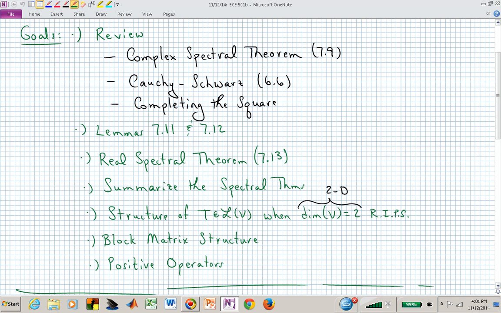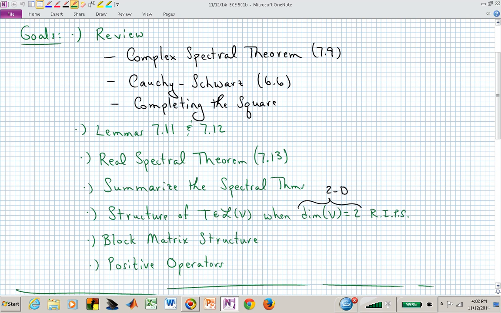Then we'll simply state the real spectral theorem. We'll try to summarize what these spectral theorems mean. Then we'll talk about the structure of this linear operator when we're dealing with two-dimensional real inner product spaces, what that means in terms of a structure of the operator when we look at its matrix representation. We will look at block matrix structure, and then I'm not sure we'll get that far today, but eventually we'll start getting into positive operators.